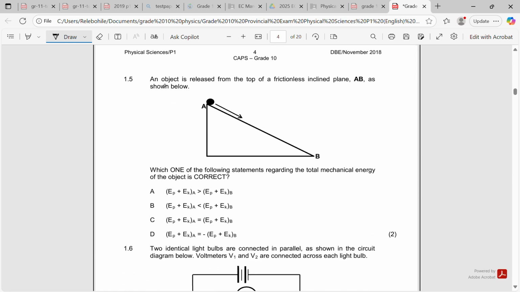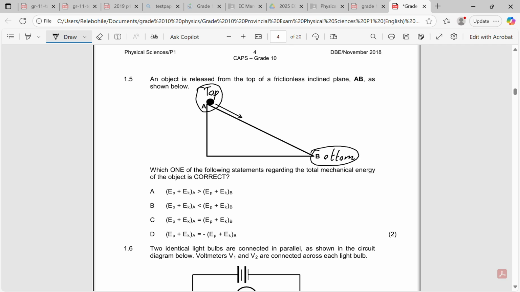For 1.5, they're saying an object is released from the top of a frictionless inclined plane AB as shown below. Which one of the following statements regarding the total mechanical energy of the object is correct? This is what you know, guys. We know that if this is our top and this is our bottom, then the total mechanical energy here should be equal to the total mechanical energy there.